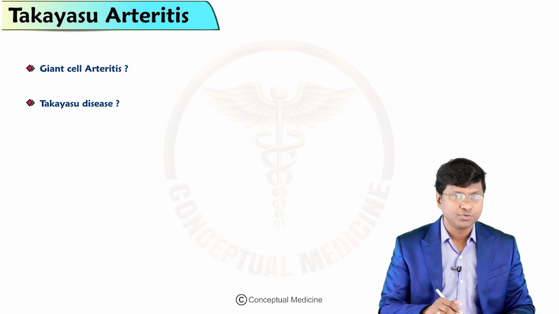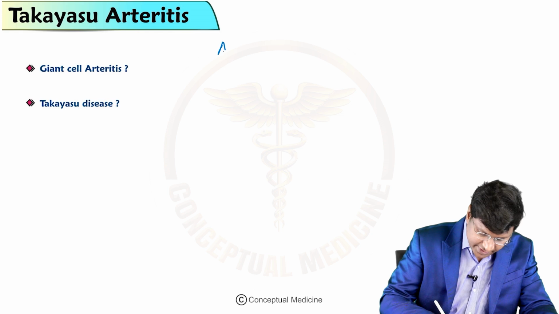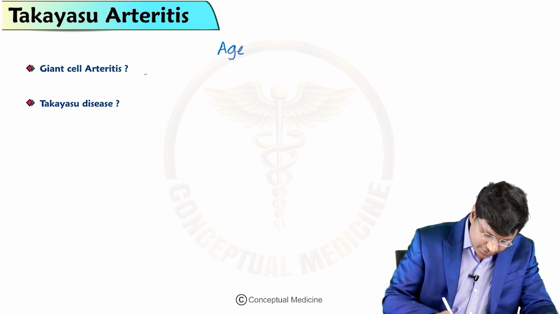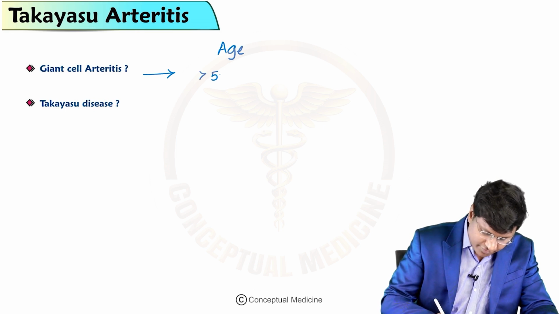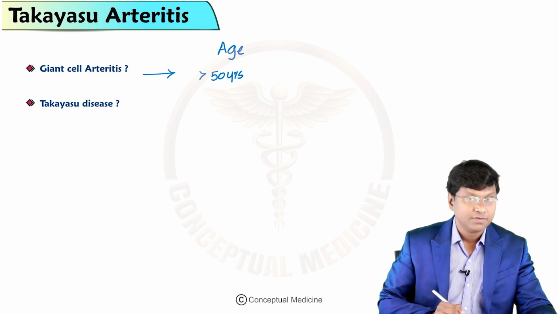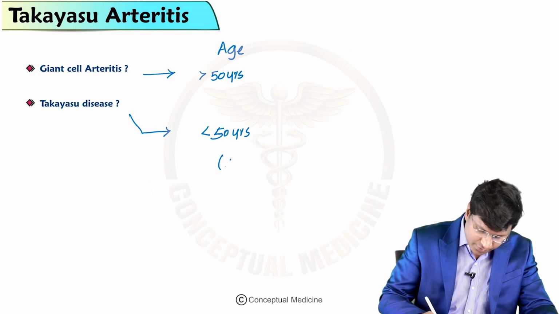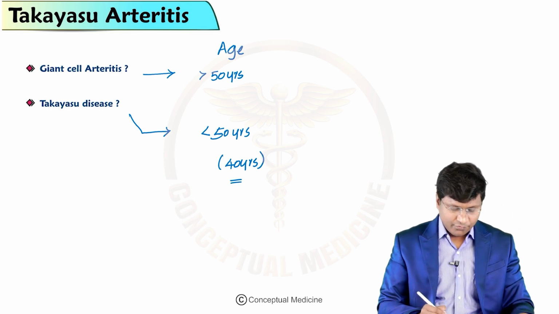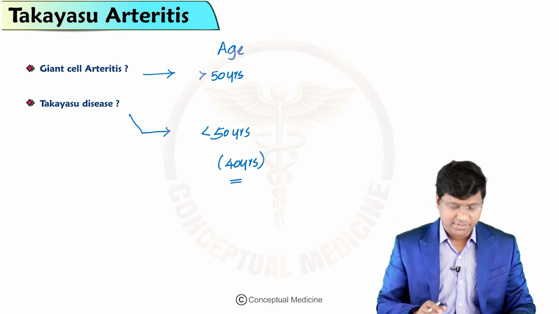Now, what is the major difference between giant cell arteritis and Takayasu arteritis? Both of these are large vessel vasculitis. The very important point of difference is the age. Giant cell arteritis occurs in the age group of more than 50 years, whereas Takayasu arteritis occurs in the age group less than 50 years, usually around 40 years of age.